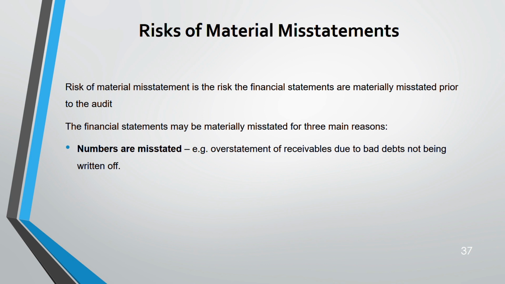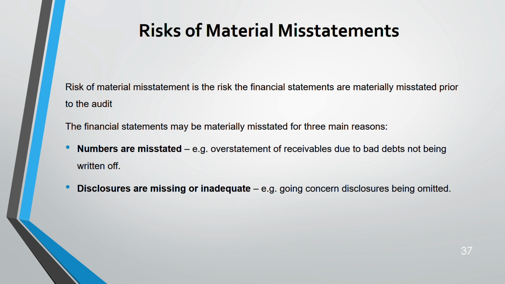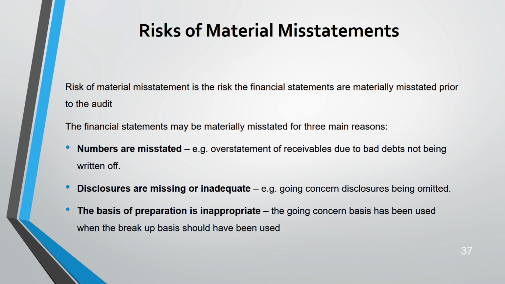Second way could be disclosure. Maybe disclosures are inadequate or missing. For example, going concern disclosures are not given. So again, financial statements are misstated. Third, the basis of preparation of your financial statement is inappropriate. For example, you are having an issue over going concern. There is an uncertainty. Then you cannot prepare your financial statement using going concern. It should be made up on a break-up basis. So if this is inappropriate, again financial statements will be materially misstated.